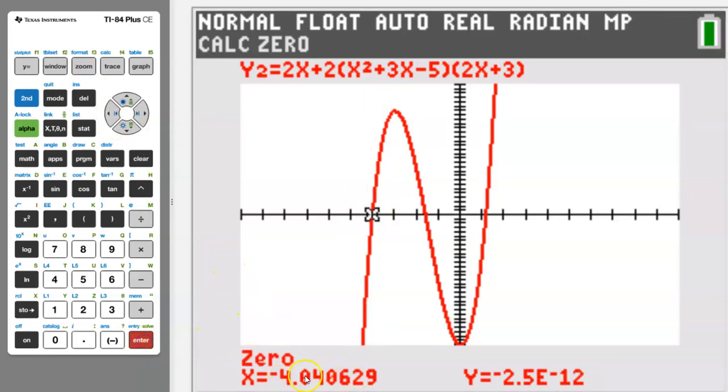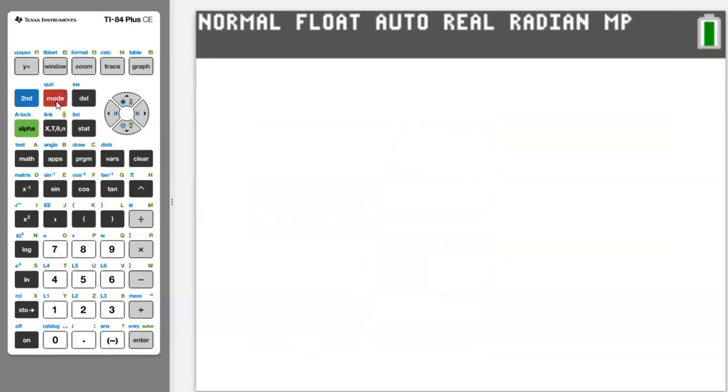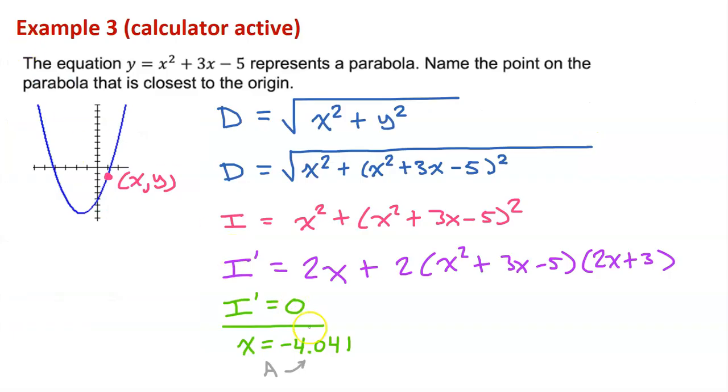So this is the first critical value. Let's store this into a letter on the calculator. So let's quit our way out of this by hitting second quit. Hit the X button and then the store button. And I'm going to store this into letter A. Also record this into your work. So x equals -4.041. I'm also making a note to myself that I stored this in letter A.